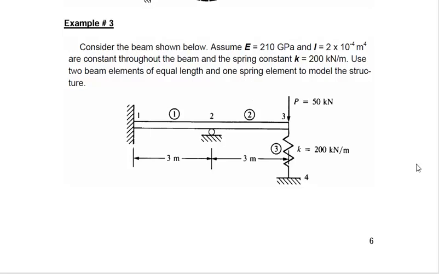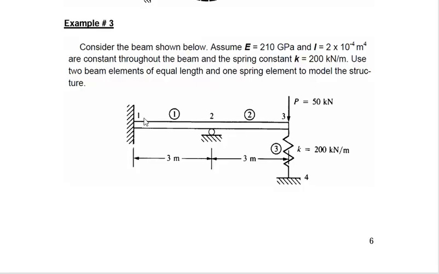Now this problem is a different problem, right? We have never solved any problem like this in which we had two different types of elements. If we look at this problem, we have three elements in total: element number 1, element number 2, and element number 3. The first two elements are beam elements, and element number 3 is a spring element. That's something unique about this problem, that here we are going to learn how to deal with a structure which has two different types of elements. So let's see how that can be done.